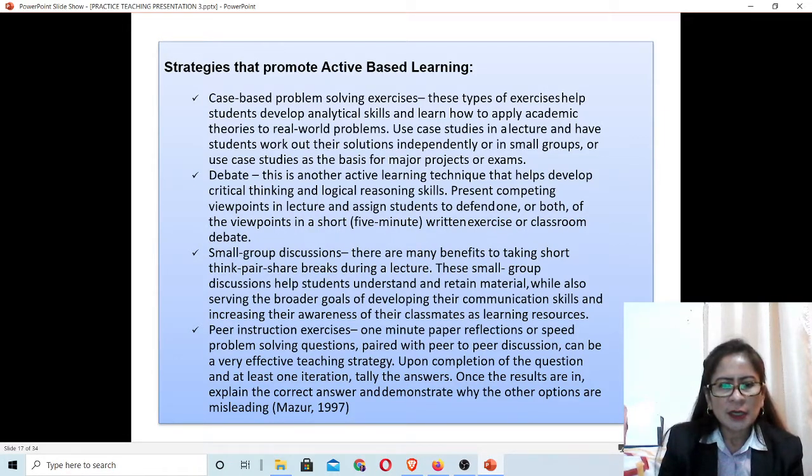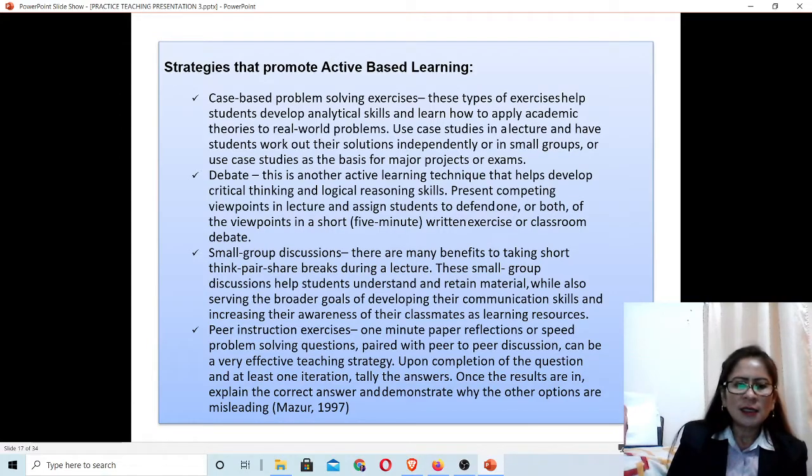Peer instruction exercises. One minute. Prepare reflection or quick problem-solving questions paired with peer-to-peer discussion; this can be a very effective teaching strategy. Upon completion of the questions and at least one iteration, tally the answers. Once the results are in, explain the correct answer and demonstrate why the other options are misleading. Mazur, 1997.